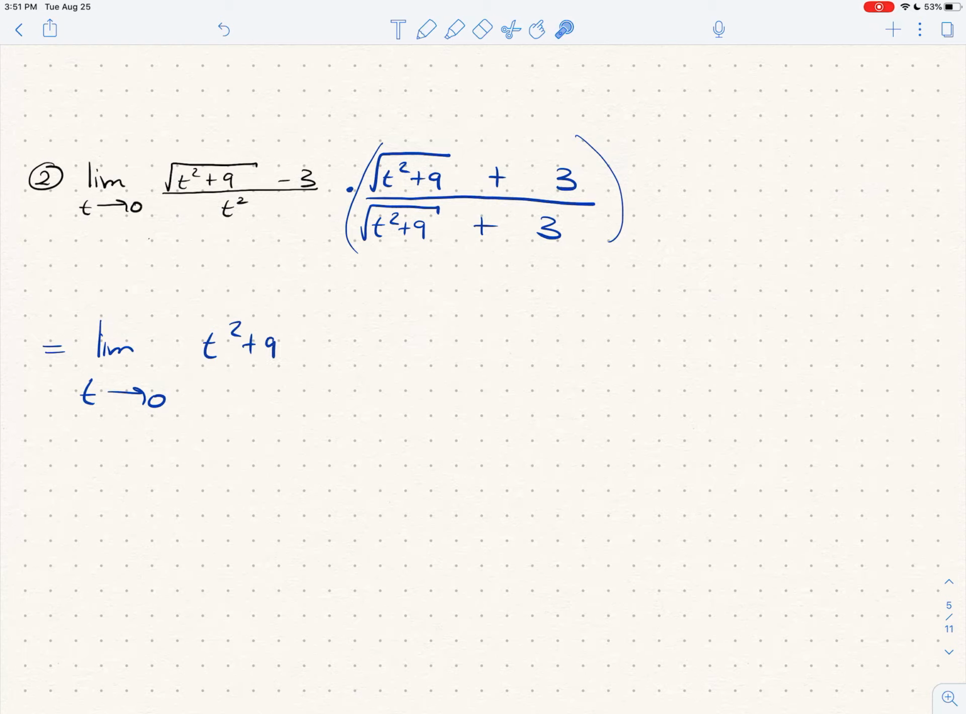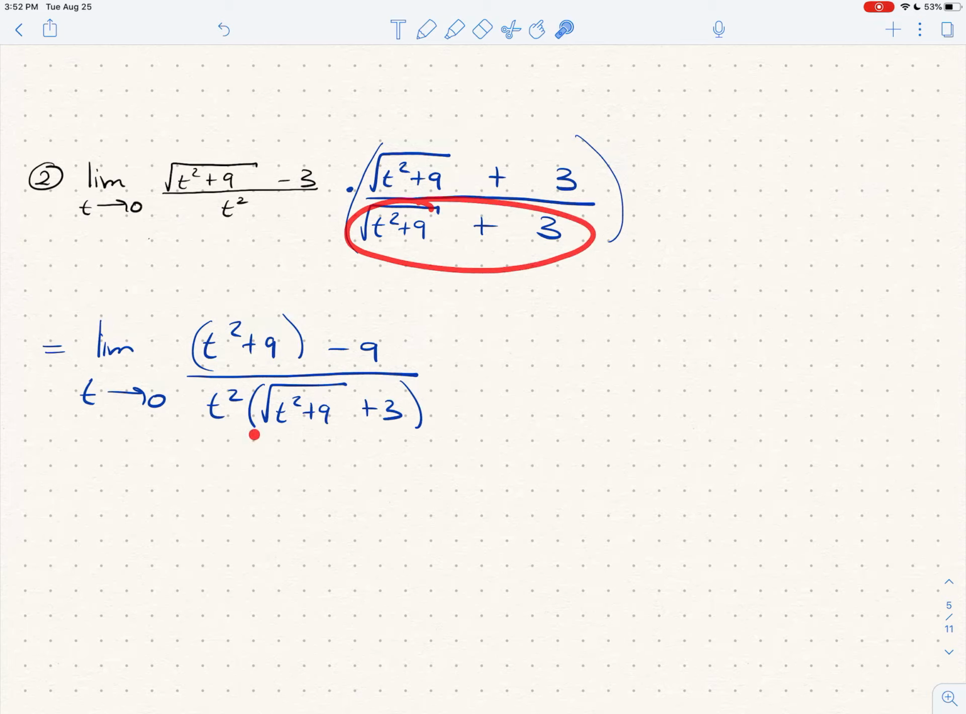You're going to cancel inside and outside, and you're going to be left with minus 3 times 3, so you're going to get a minus 9. So t squared plus 9 minus 9 all over, multiply the bottom, t squared times radical t squared plus 9 plus 3. So this part is just going right here times this part. Okay, well, you can see what to do next.